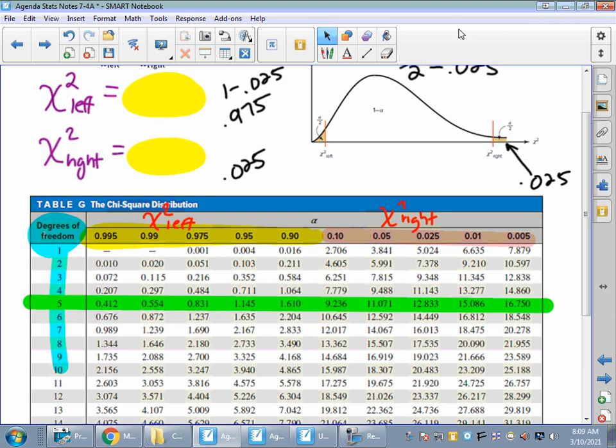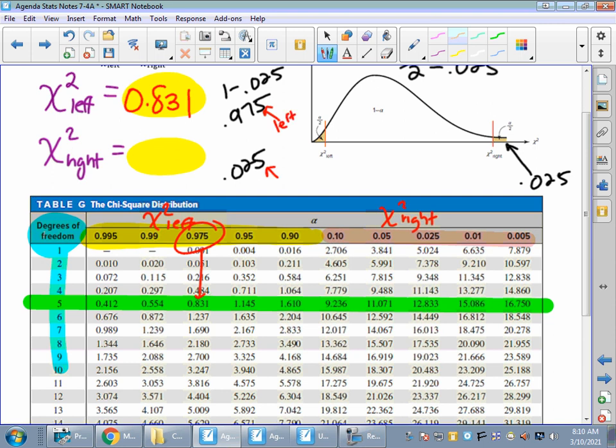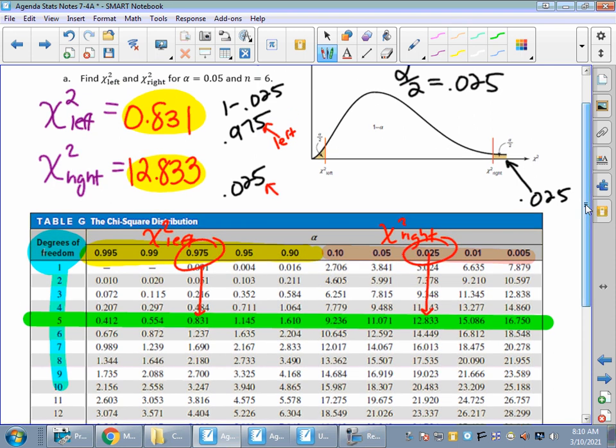I have to look up 2 separate things. So for chi-square left, I'm looking up a 0.975. So 0.975 gets me a 0.831. For my chi-square right, I'm looking up a 0.025. So I'm going to go down to my degree of freedom of 5, and I've got a 12.833. There's my chi-square left and right values. It's not symmetrical, but the best I can do is split that alpha between the 2 values and look up from there for my critical values.